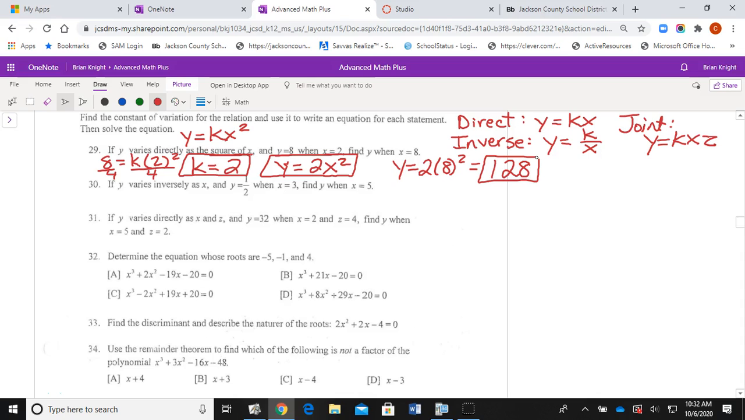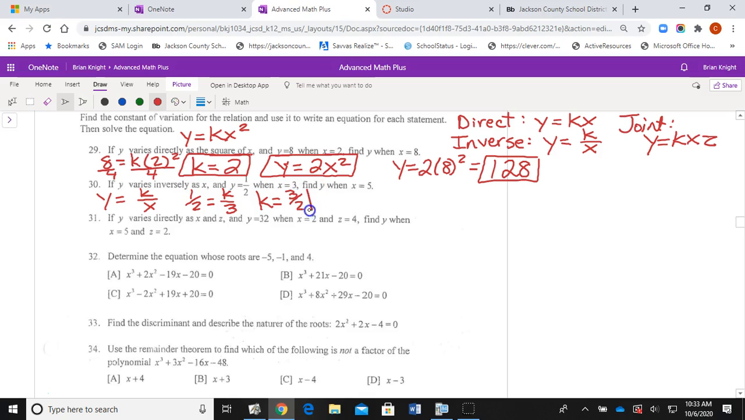30, very, very similar. Only this time it's what? Inversely. So now we say y equals k over x. Again, because it's just inversely as x. It gives me y. Y is what? 1/2 equals k over 3. And basically you just multiply both sides by 3. K is going to be 3 over 2 or 1.5, however you want to write it.